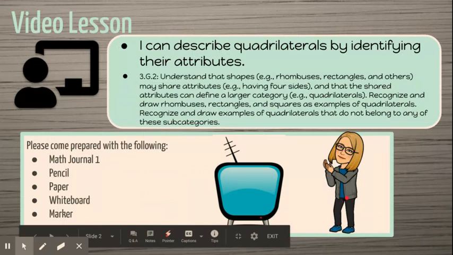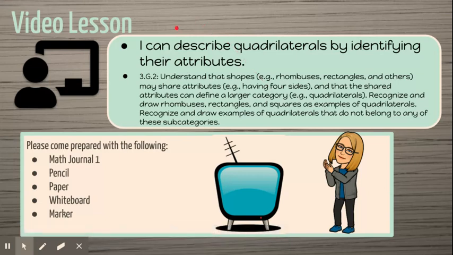So looking at our objective today, I can describe quadrilaterals by identifying their attributes. Remember, the attributes are their special features. So we're going to be looking at those special features of quadrilaterals.